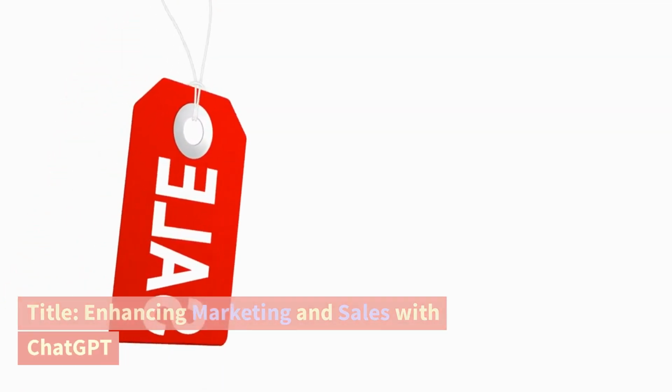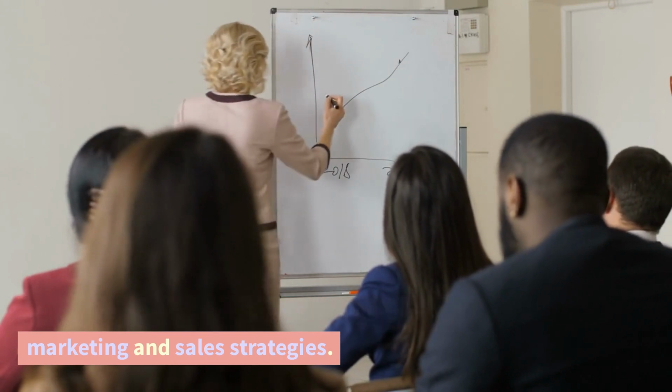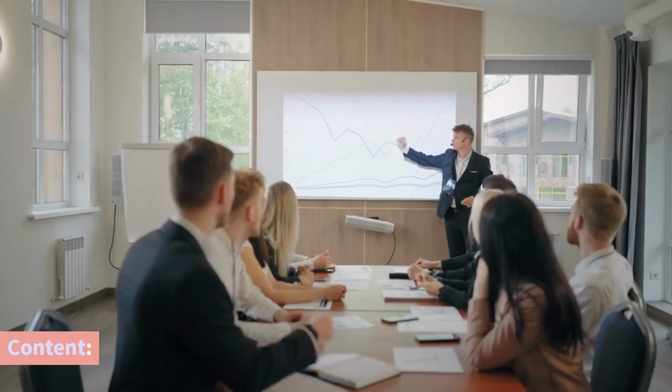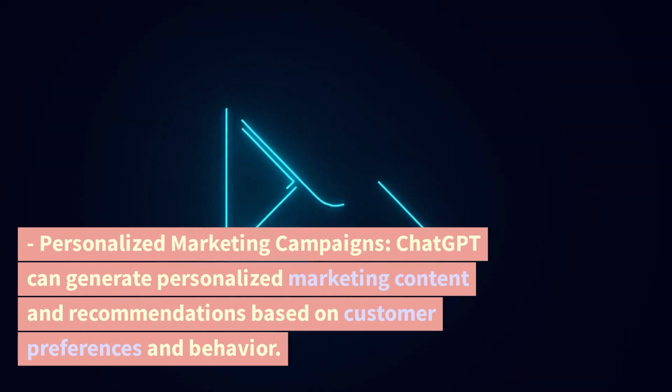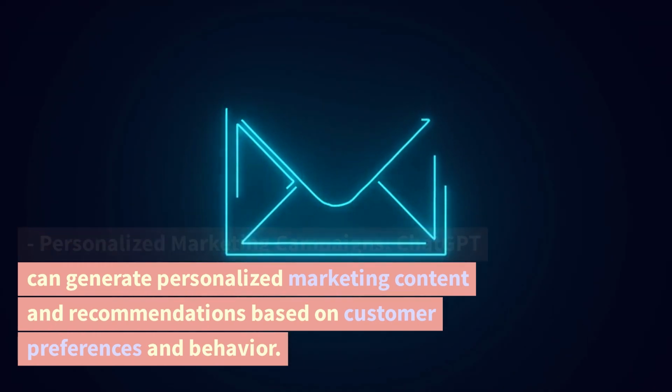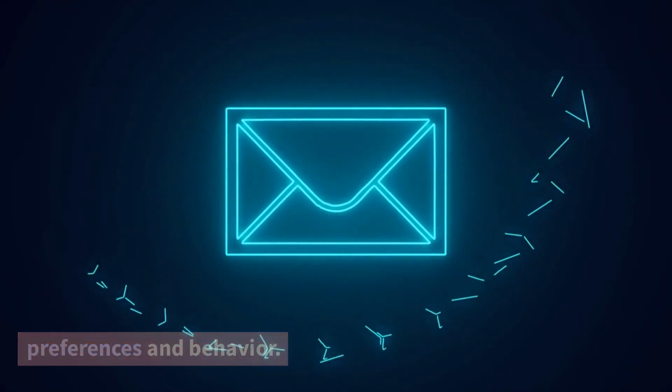Slide 6. Title: Enhancing marketing and sales with ChatGPT. Highlight the role of ChatGPT in improving marketing and sales strategies. Content. Personalized marketing campaigns. ChatGPT can generate personalized marketing content and recommendations based on customer preferences and behavior.